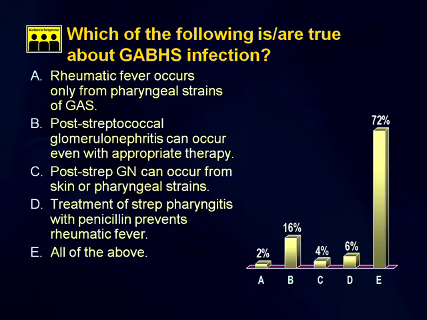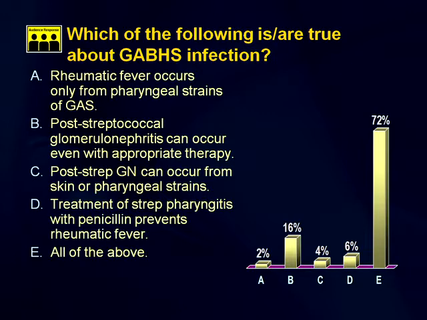Okay, good. So E is true here. And you need to know all 4 of these because these are common questions they'll ask you. You need to keep them straight in your head because I know it gets confusing. So for A, rheumatic fever occurs only from pharyngeal strains. That's true. So if you have just a skin infection with strep, you're not going to get rheumatic fever from that. You only can get rheumatic fever from a pharyngeal strain of strep.